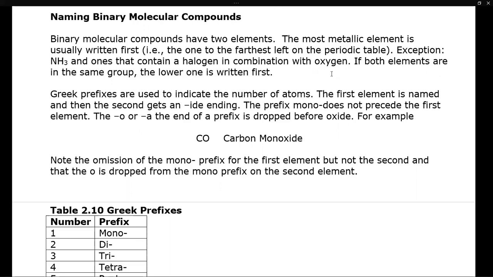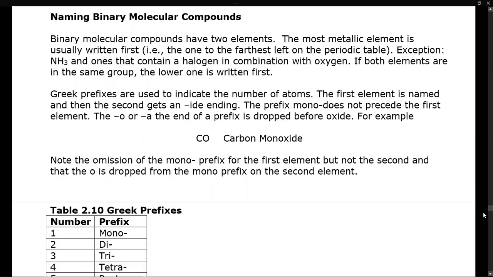Greek prefixes indicate the number of atoms. The first element is named, and then the second one gets an -ide ending. Mono generally does not precede the first element. If there's an O or an A at the end of the prefix, we usually drop it before oxide.